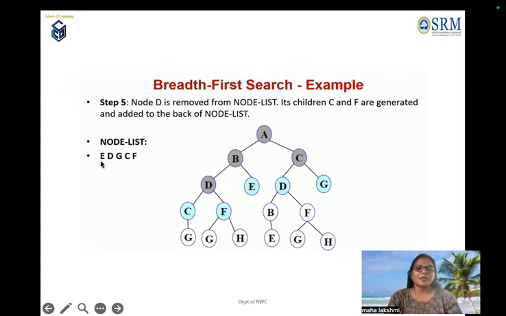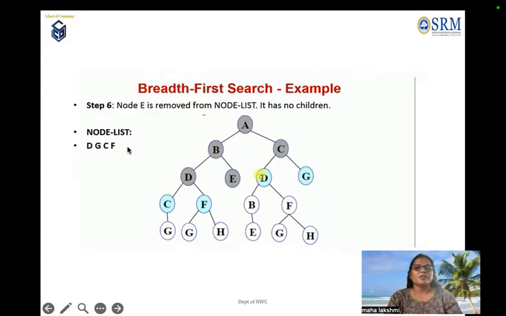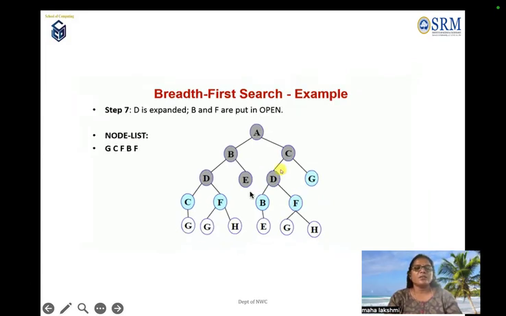Now which one do we expand? E. So E will be expanded. For expansion, we have to remove it from the node list. But E has no children. So next we see what is in the node list, that is D. We remove D from the node list and start expanding it, and its children are B and F. They should be added at the end of the node list, at the end of the queue. So D is being expanded.